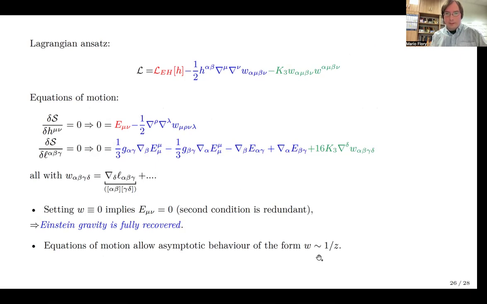Furthermore, as I said, it has to be important that this asymptotic behavior of the area metric is allowed, and this can be verified: this is indeed a possible solution of these equations of motion. So this is also a nice consistency check for us. And that concludes the scientific results that I wanted to share with you.